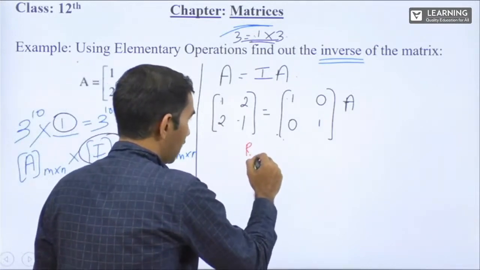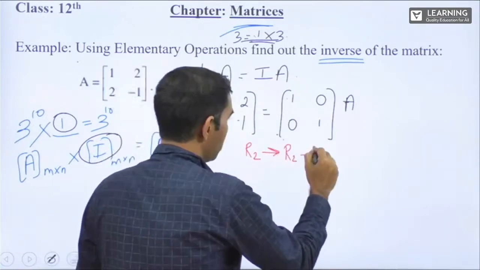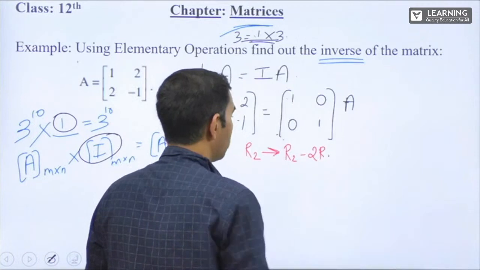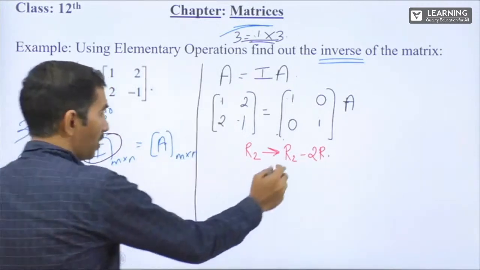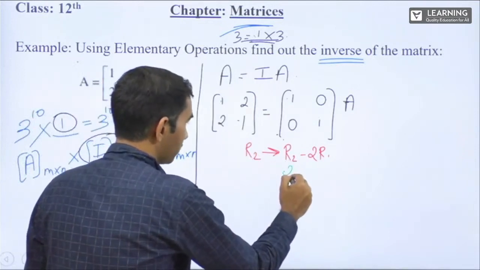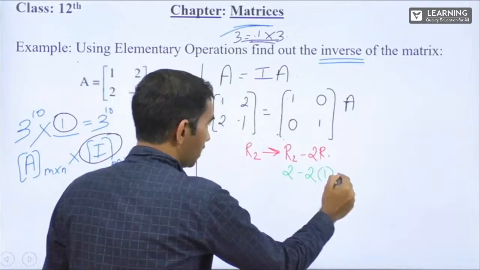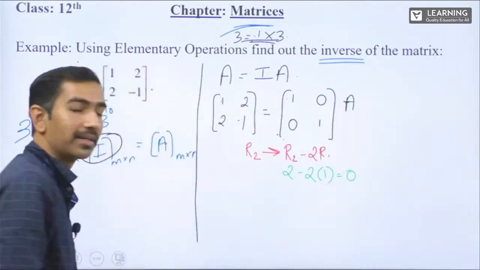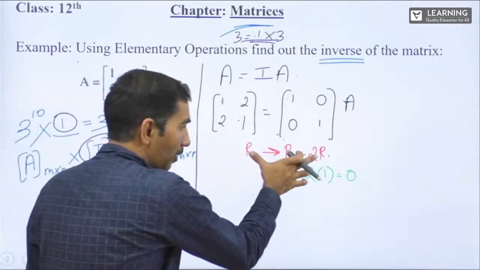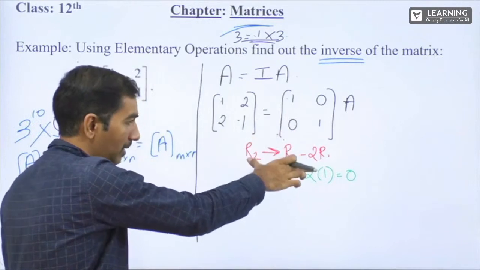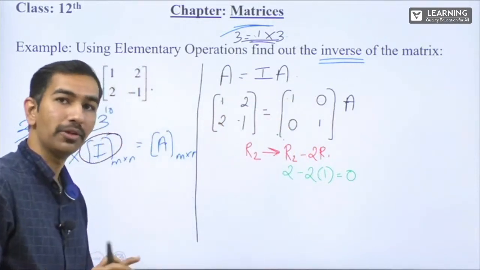We will write R2 equals R2 minus 2 times R1. Why 2 times R1 there, students? So see here, what is R2? 2 minus 2 times R1, what is R1? 1. What is 2 minus 2? 0. That is why 2 times R1. Understood? So we'll write the matrix now. This elementary operation, whatever you have written, is applicable to both this side as well as this side. So apply it to both the sides.